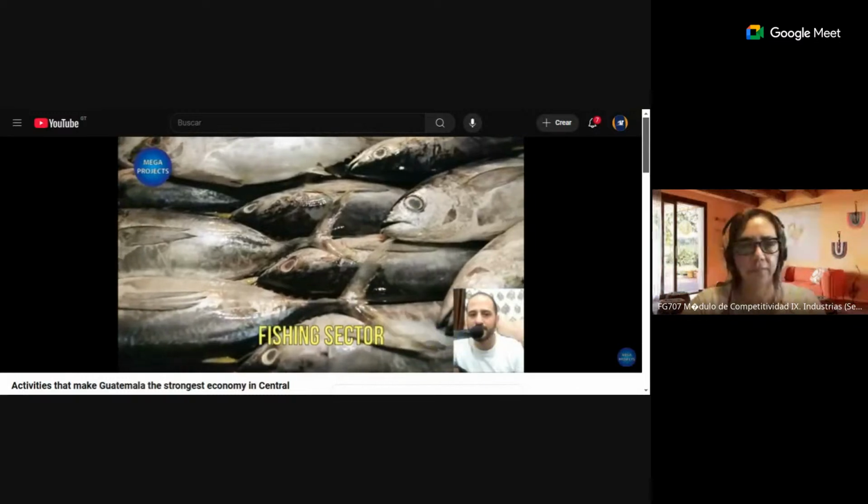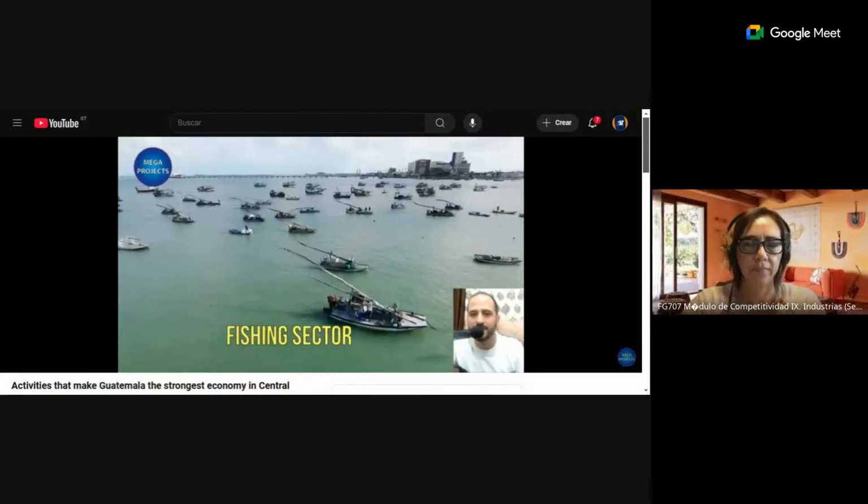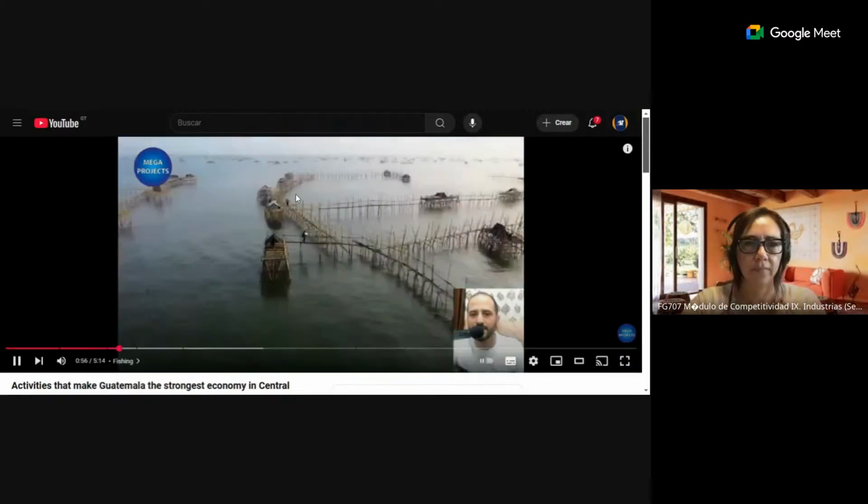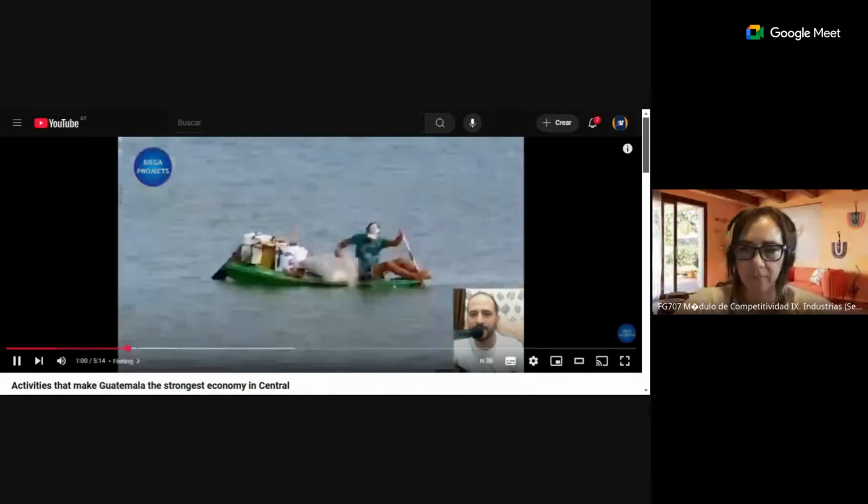Fishing sector. Fishing is located on the southern coasts of Guatemala. It increases currency income through products of high commercial value, such as shrimp, sharks, dolphin fish, common squid, lobsters, snapper, and tuna.